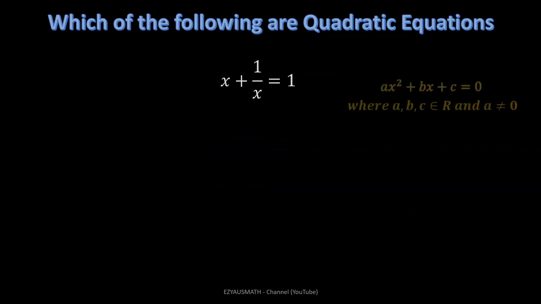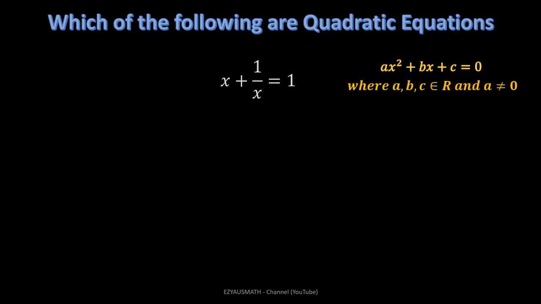Again, we need to simplify this expression first, and then we will determine. So I can write this expression as x square plus 1 by x is equal to 1, and this will be nothing but x square plus 1 is equal to x, as x will get multiplied here, and my final expression will be x square minus x plus 1 is equal to 0.